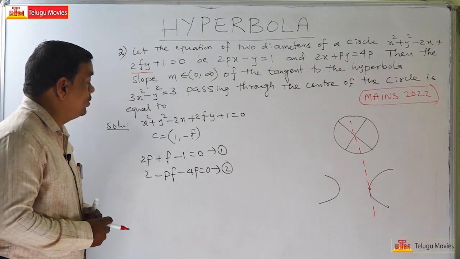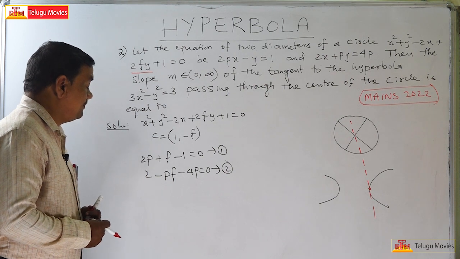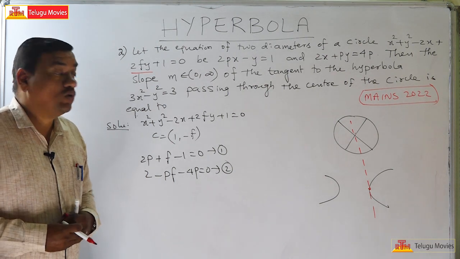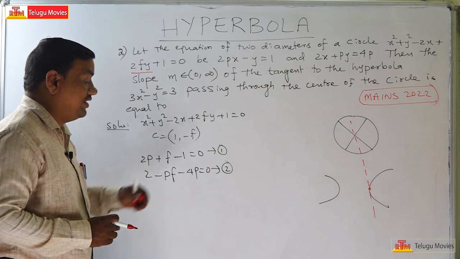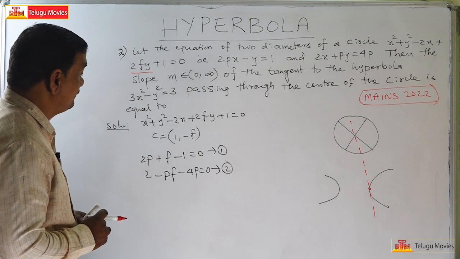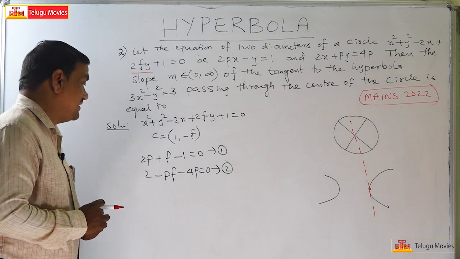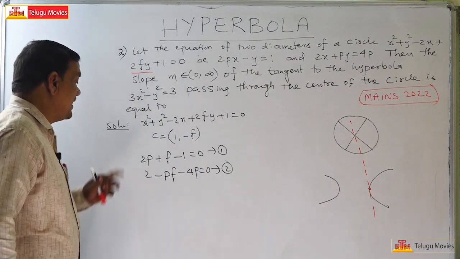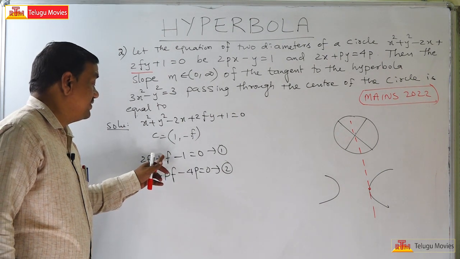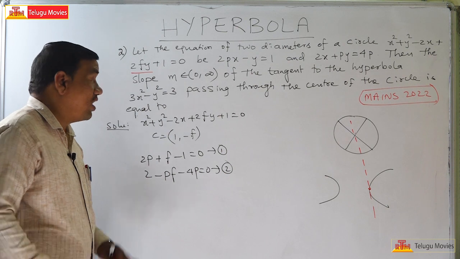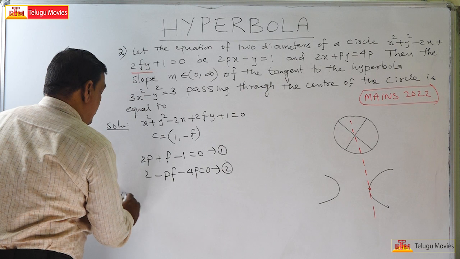Our aim is to eliminate the p value from these two equations and get the f value. Let us see how to eliminate p and get the f value. First, multiply the first equation with p. After getting the p value, substitute here and you will get the f value. So the first equation is multiplied with p.